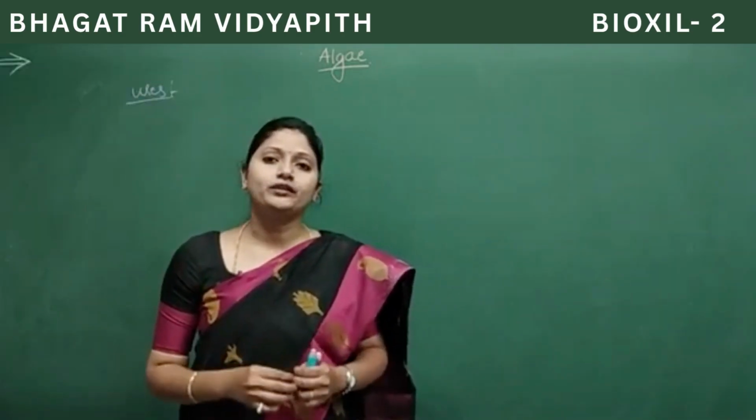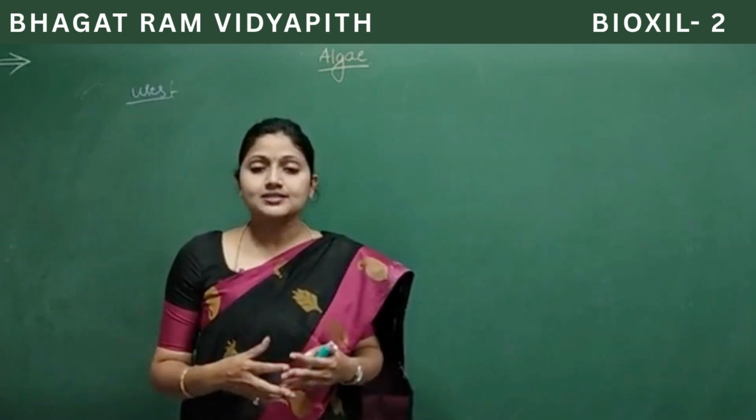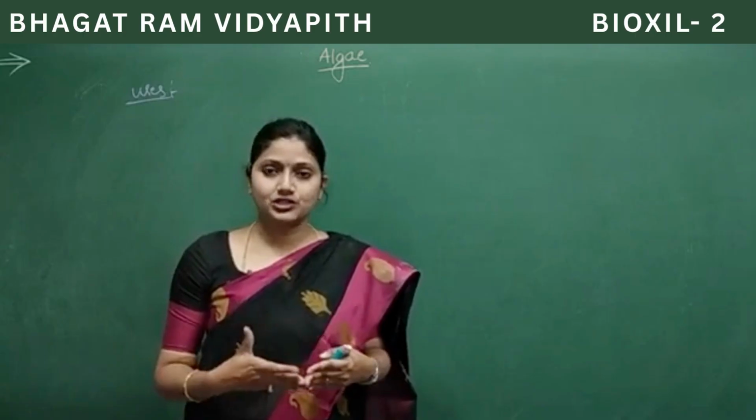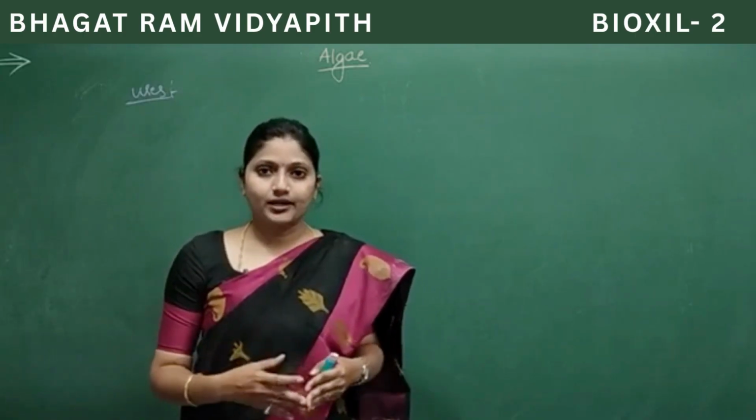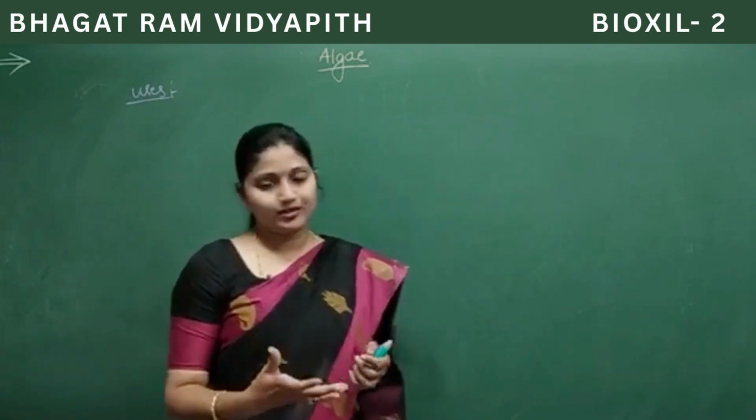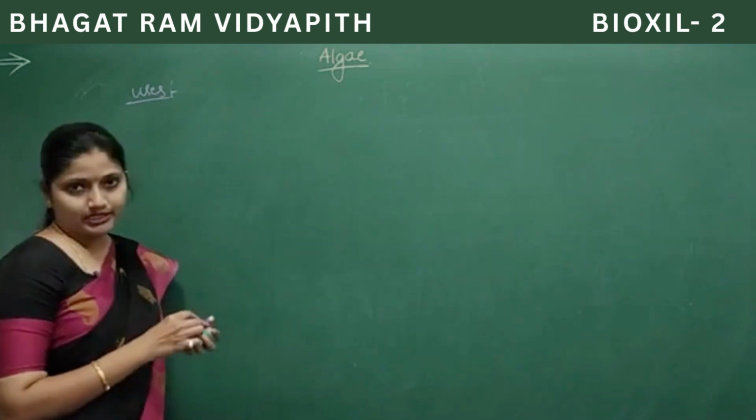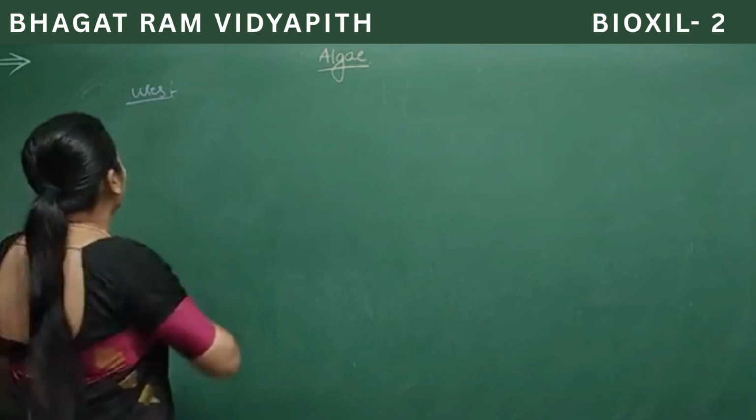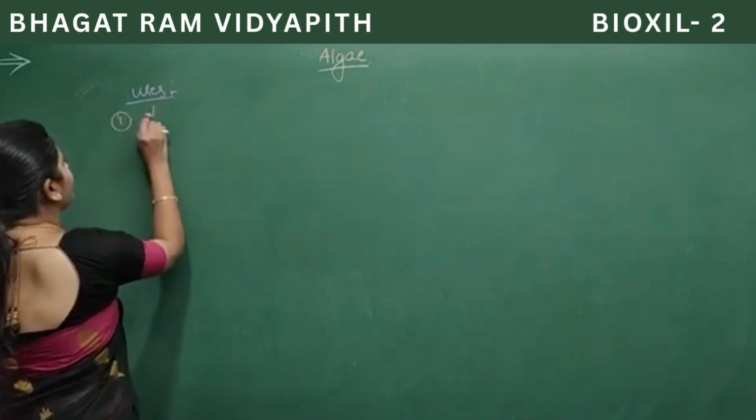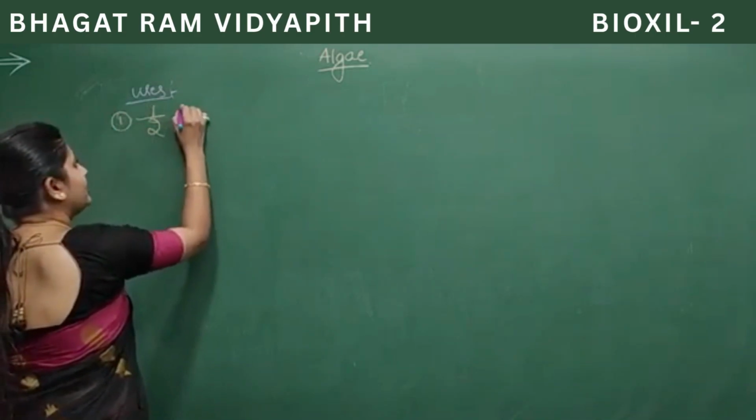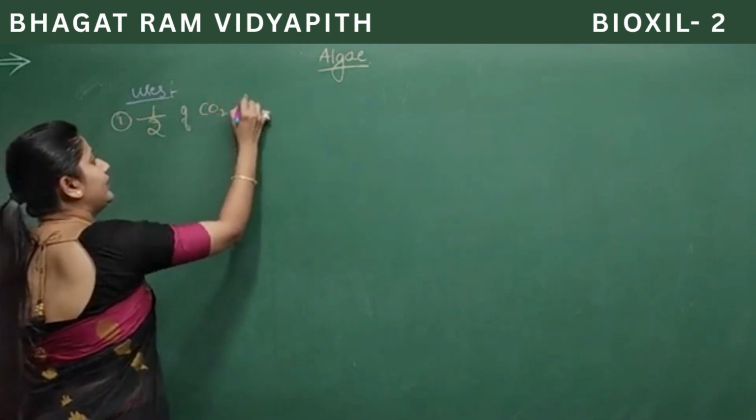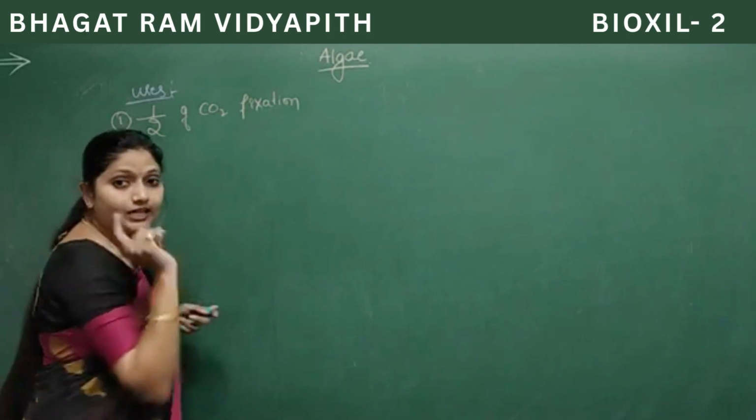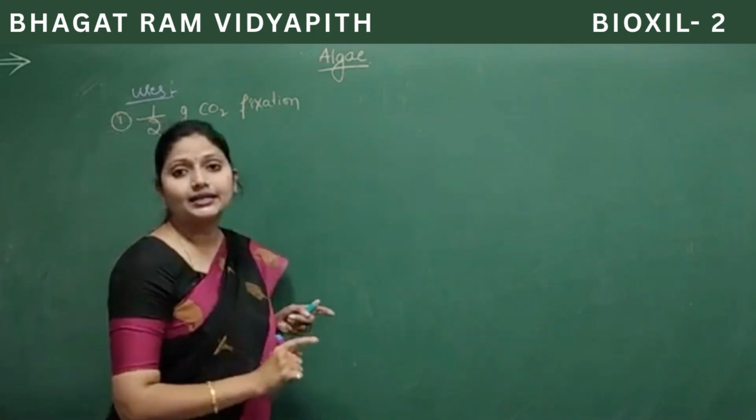First very important use of the algae is that almost half of the carbon dioxide fixation on the earth is done by algae only. We already know that algae are photosynthetic in nature, so definitely they can fix the carbon dioxide. So half of the carbon dioxide fixation on earth is done by algae.